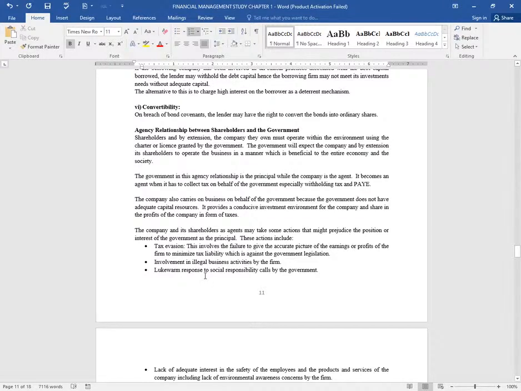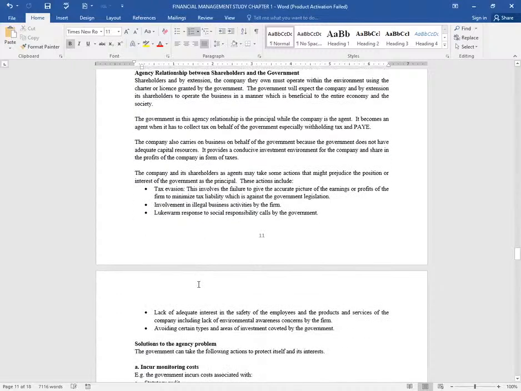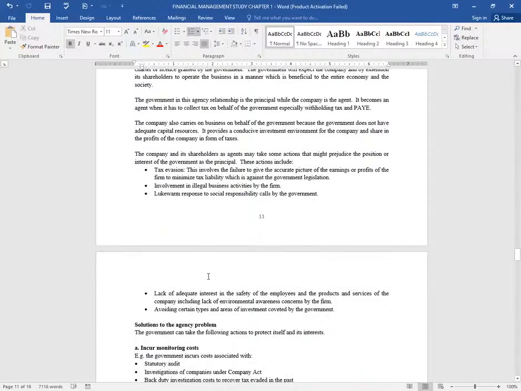Lukewarm response to social responsibility calls by government. That will bring issues. There are companies, whenever the government says, for example, you've got this COVID emergency fund, bring a check, if you don't bring a check, there'll be a conflict between you and the government. Now we have here lack of adequate interest in the safety of employees and everybody who is around the company. Safety of your products. Ladies and gentlemen, this is a potential area of conflict between you and the government.